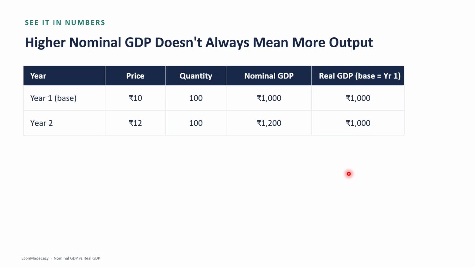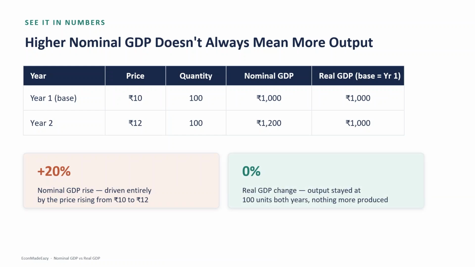Notice that only the price changed. Since production remained at 100 units, real GDP stays the same. Nominal GDP has increased from 1000 to 1200, a rise of 20%. However, real GDP remains unchanged at 1000. Why is there a difference? Because the economy is still producing only 100 units. The entire increase in nominal GDP is due to the higher price and not higher production. Therefore, nominal GDP increased by 20%, but actual economic growth, which is measured by real GDP, was 0%.